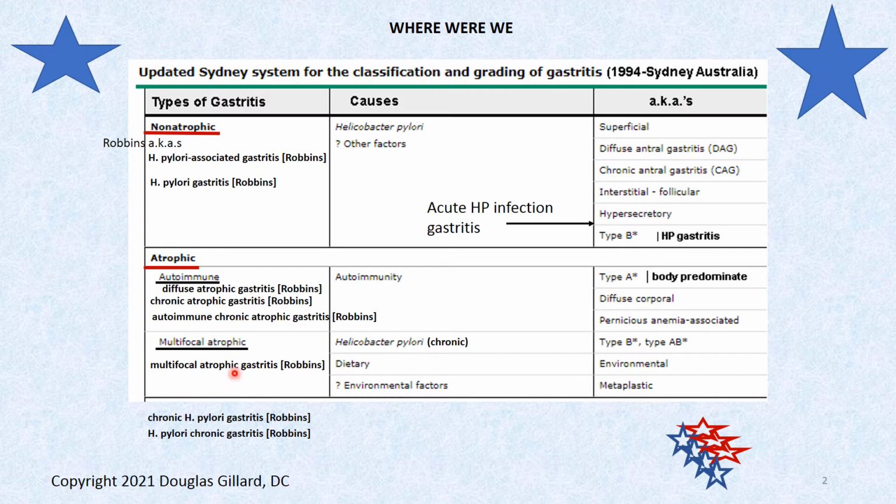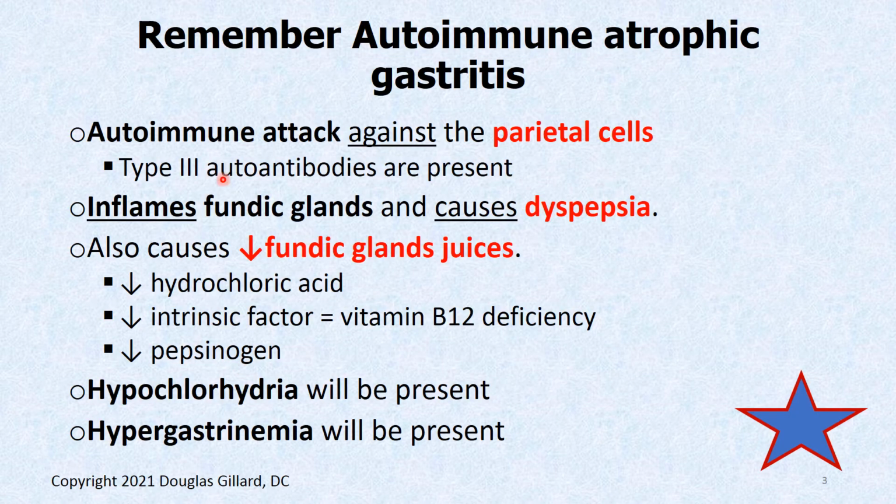We're going to get into multifocal here in a minute. To recap autoimmune atrophic gastritis, it's an attack on parietal cells, so type 3 autoantibodies will be present. It inflames the fundic glands, which basically inflames the fundic region of the stomach. And therefore, if the fundic glands are broken, there goes your hydrochloric acid, no intrinsic factor, no pepsinogen from collateral damage. Remember, the chief cells are right next to the parietal cells.